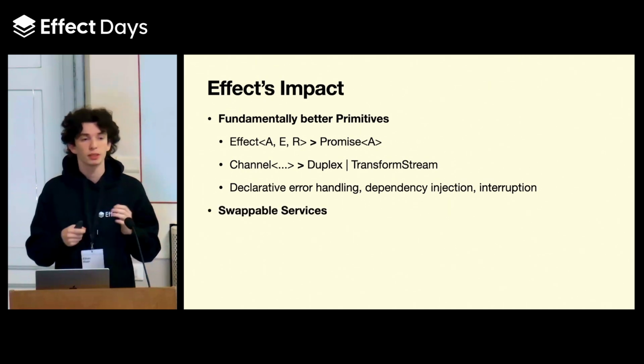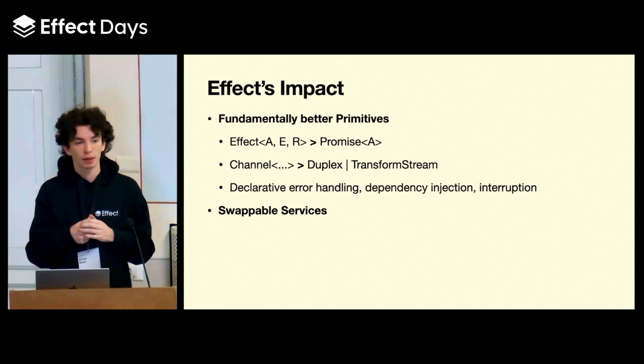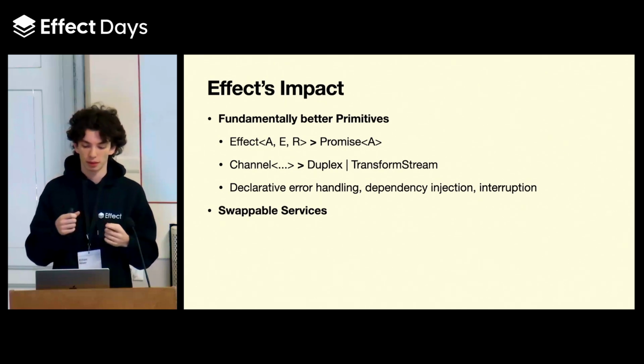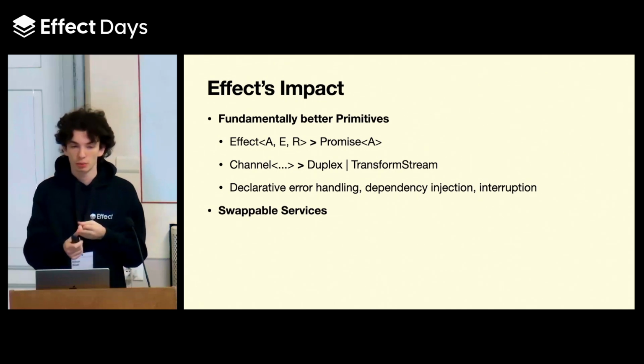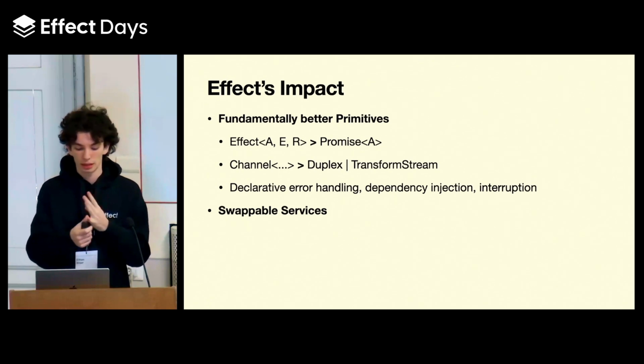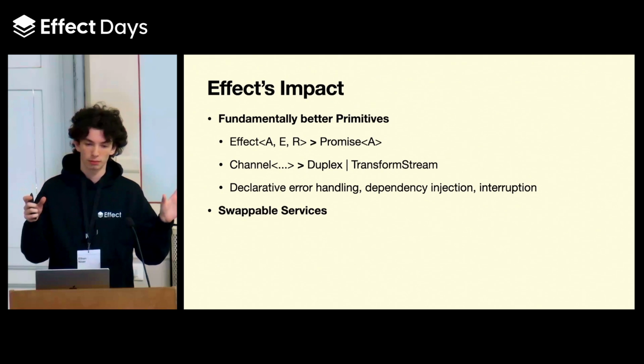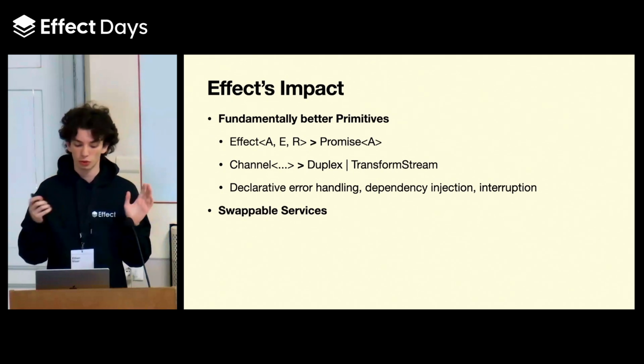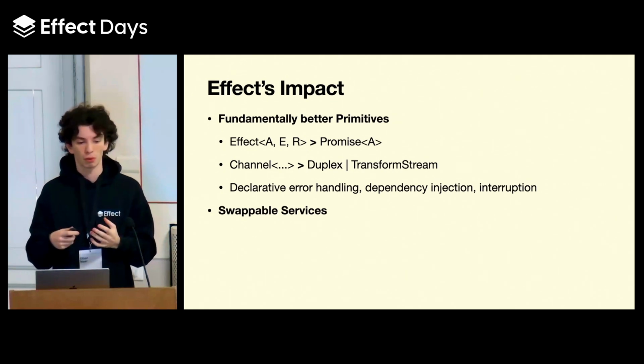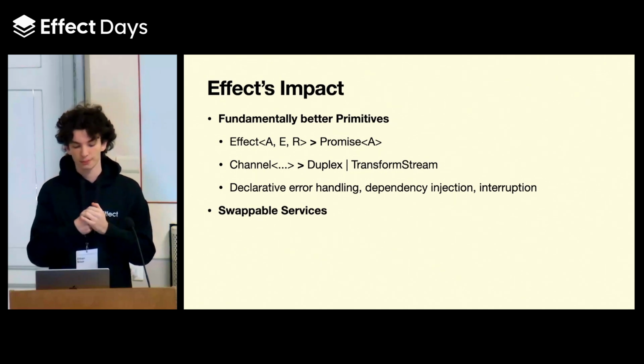Next is swappable services and dependency injection. And this is used a lot in this app. We have the transaction driver, the pub/sub driver, the storage interface, the persistence, both the snapshot persistence and the log persistence. It's all services. And this is really great for testing and composability and swapping out implementations.